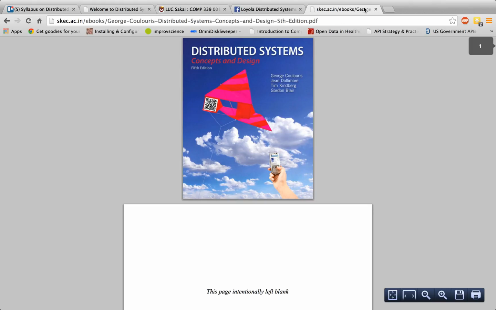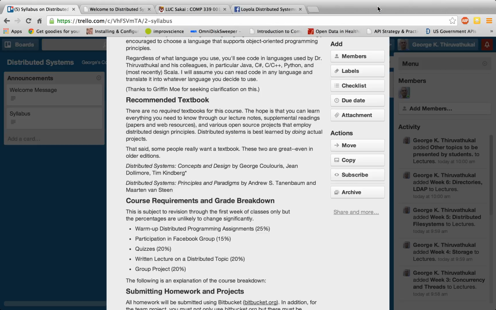However, your job is to acquire this textbook if you need it. And what I mean by this is if you need to read in addition to the lecture notes and my lectures and papers that I'm asking you to read, then you definitely are going to need to get this book, but you don't need it otherwise.